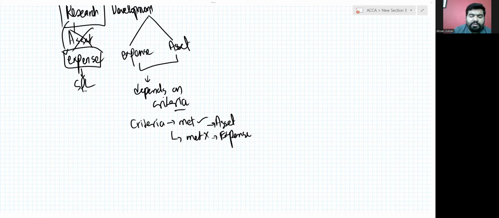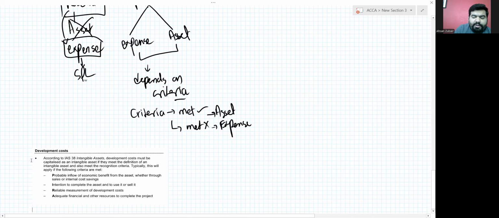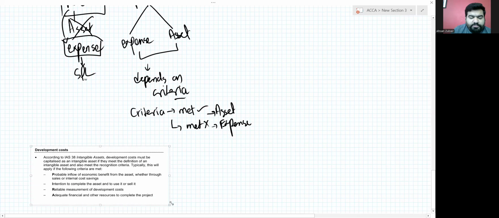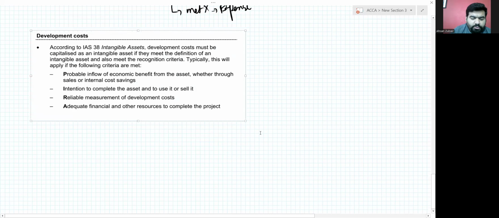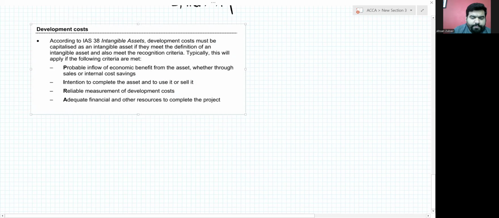So I am writing here the criteria for it. Let us discuss these points for the criteria. If it's met, then it's okay, we will classify it as an asset. Otherwise, no.